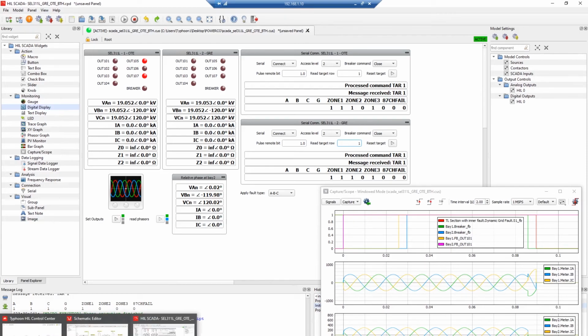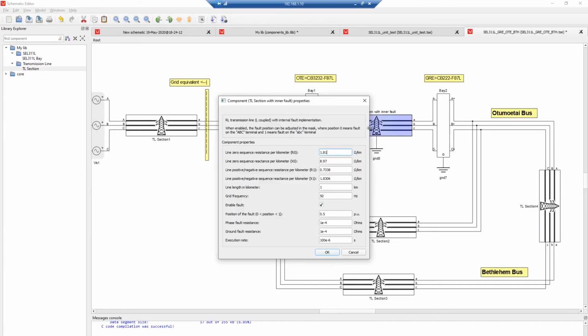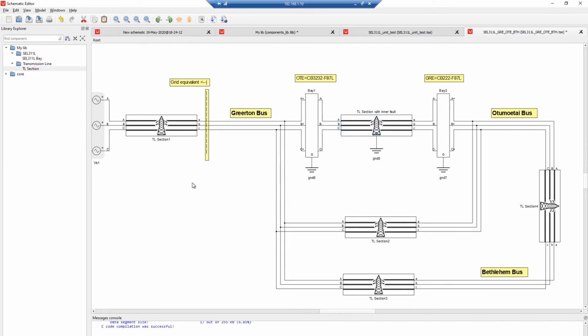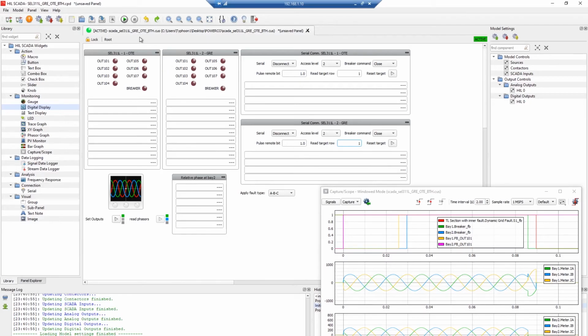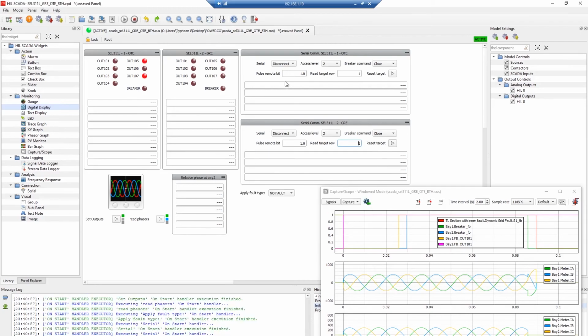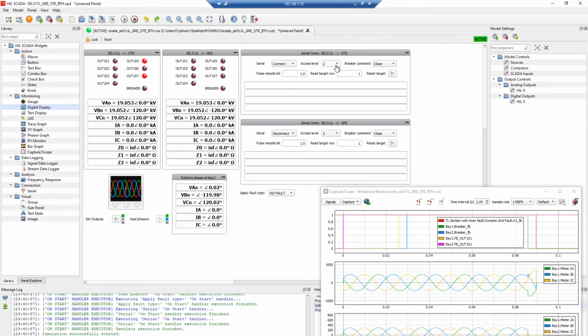Now let's move to another option here of study. Let's keep the fault at the same place, but instead of using 0.1 ohm, let's make it 2 ohms, so kind of a higher impedance fault. And let's compile. Okay, loading the model. So again, the very same process. Start the simulation and let's connect to the relays.